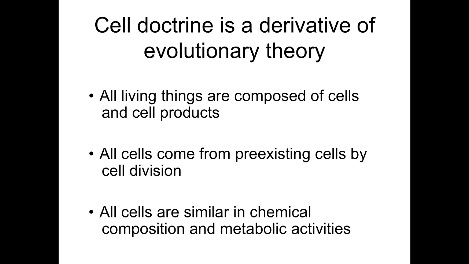I think everyone is aware that the cell doctrine is a derivative of evolutionary theory, and I think everyone is aware of the principles of the cell doctrine. All things are composed of cells and cell products. All cells come from pre-existing cells by cell division, and all cells are similar in chemical composition and metabolic activities. I don't need to say any more about that. I think everyone understands these principles.